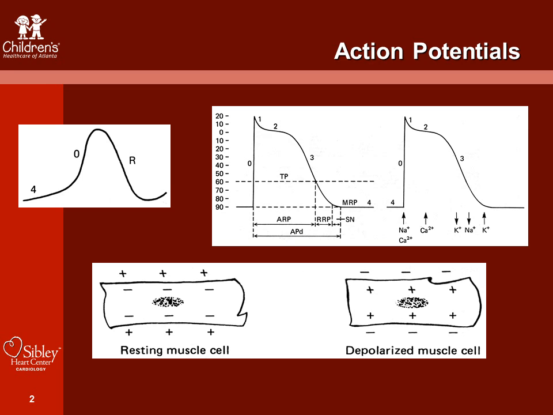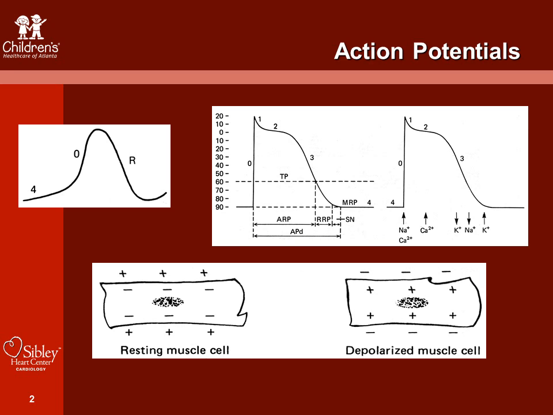Phase 0 is the rapid depolarization phase. Action potentials are all or none signals. Either they occur fully or they don't occur at all. The slope of phase 0 represents the maximum rate of potential change, and in heart muscle cells, this slope is directly proportional to the net ionic current.